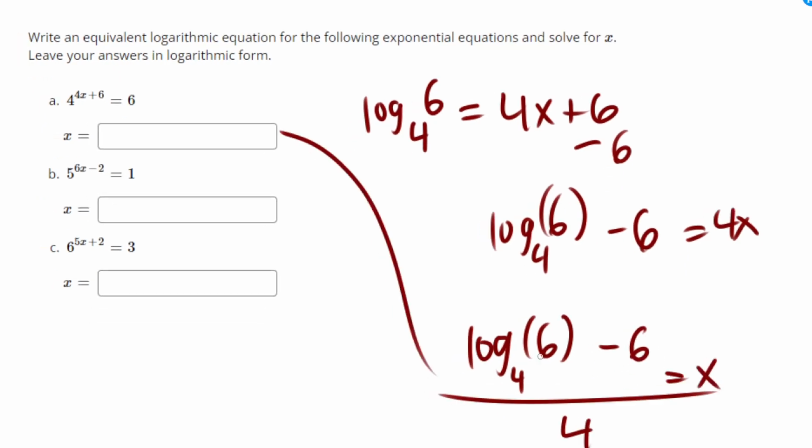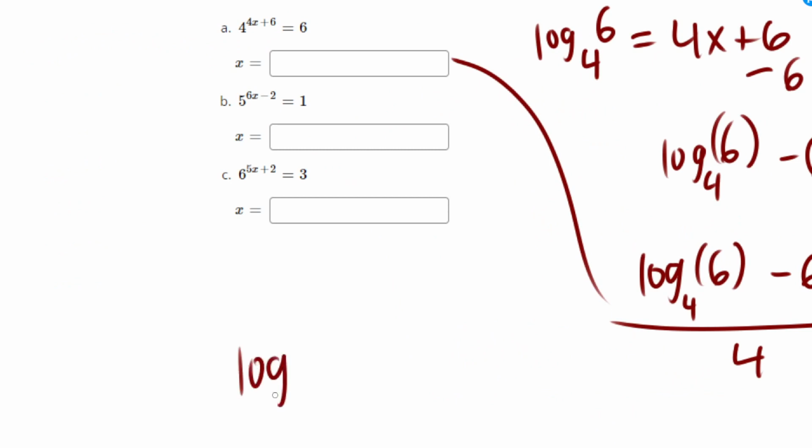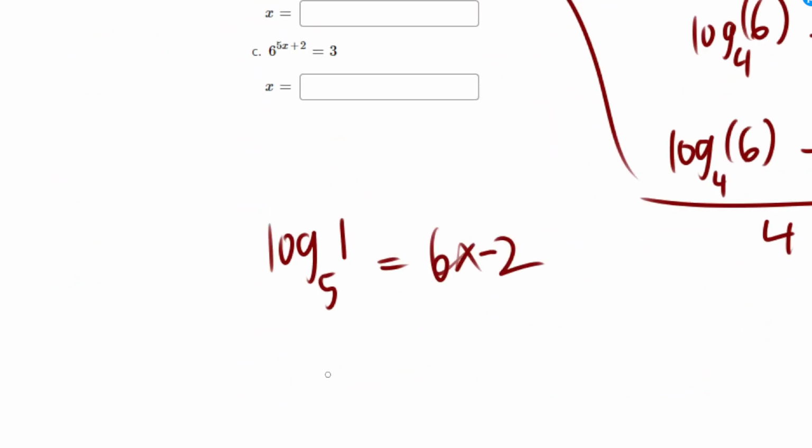So that would be your answer for the first one. Log base 5 of 1 equals 6x minus 2. Add 2 to both sides.